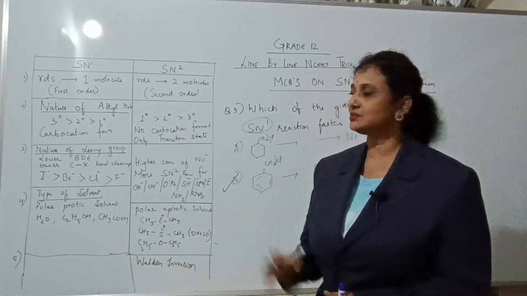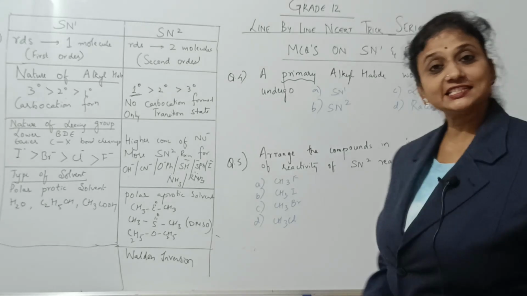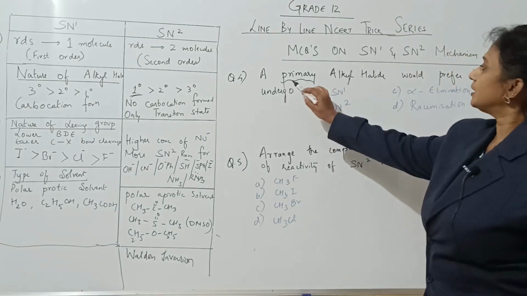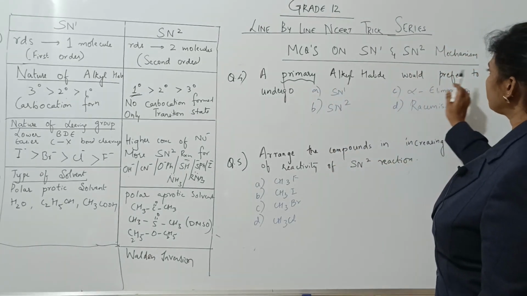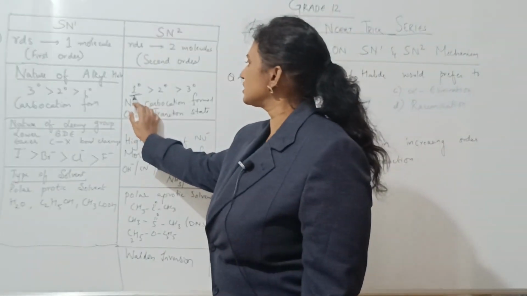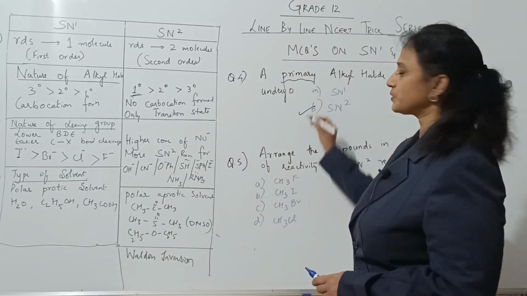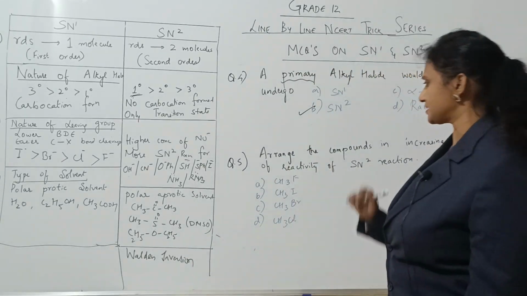Let's see the next question. Concept table are here only. Now let us see the next question. A primary alkyl halide would prefer to undergo which? They've given me a direct question. Which is more preferred in SN2 mechanism? Primary is preferred. Easy peasy. Let us read this question.